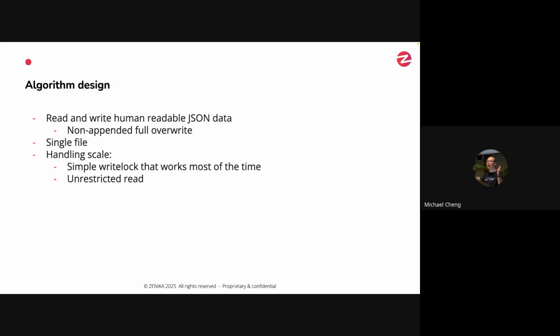The algorithm design itself, the algorithm that I chose, was to read and write human readable JSON data. So it does a non-appended full override, in a single file. And to handle scale, I'm going to do a simple write log that works most of the time. We'll go through the trade-offs that we are making here and the downsides of this design decision as well. We're not going to log the read either, so it's going to be unrestricted.